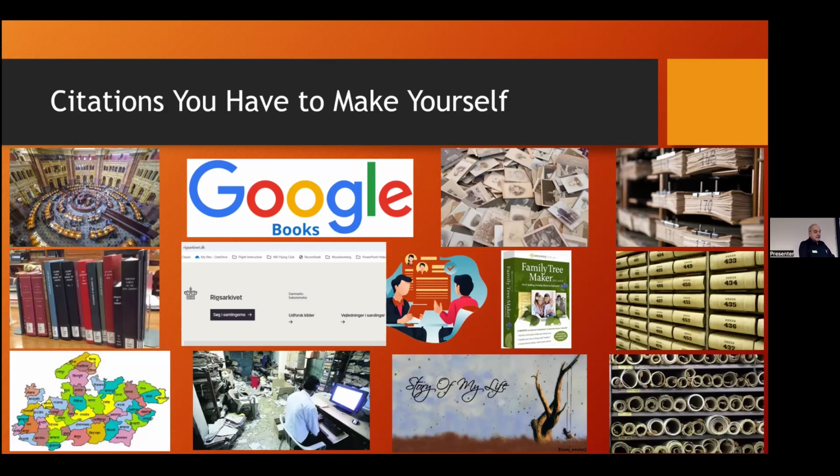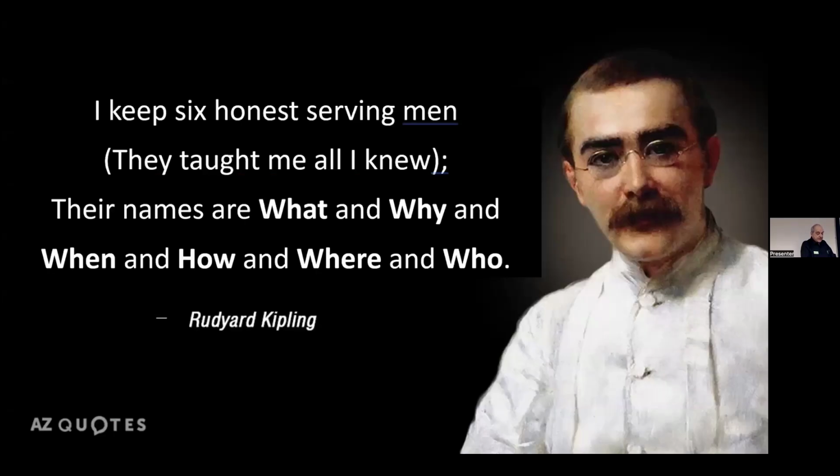So let's see how you can come up, if you want to come up with your own style, how you can do it. First of all, Rudyard Kipling says it to us. He has 6 honest serving men: what, why, when, how, where, and who. That's great. For a source citation, we only use 4 of them.